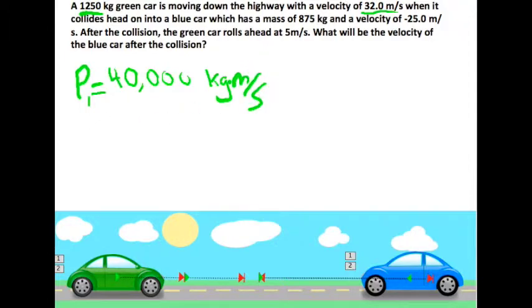Alright, and now for the blue car. What's different from our last problem is, same mass, but now we have a negative velocity. So now when I figure out its momentum, it is going to be in opposition. I'm going to get a negative 21,875.